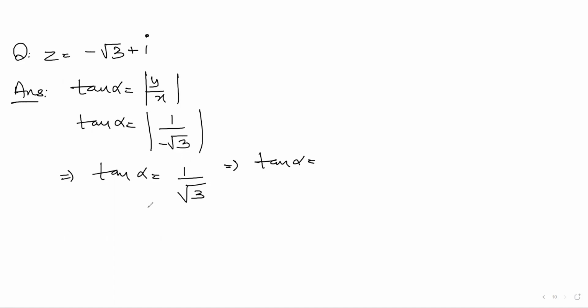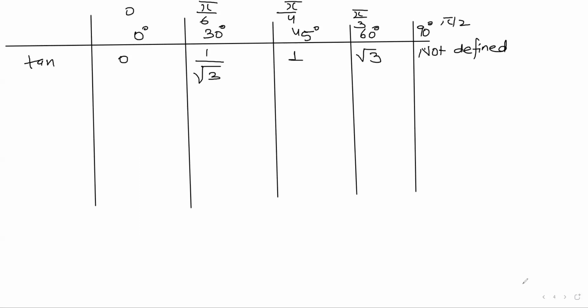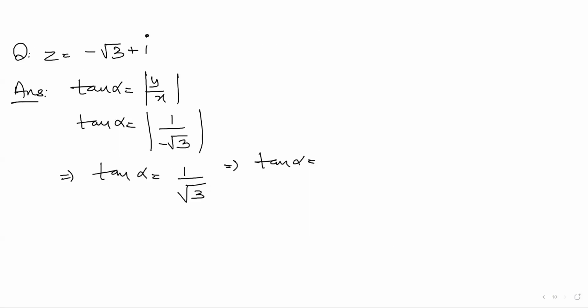30. So turn the pages. This one, pi by 6. Okay, so we will write tan alpha is equal to tan pi by 6. So what is the value of alpha? Compare this. Alpha is pi by 6. Okay, sir. Yes, sir.